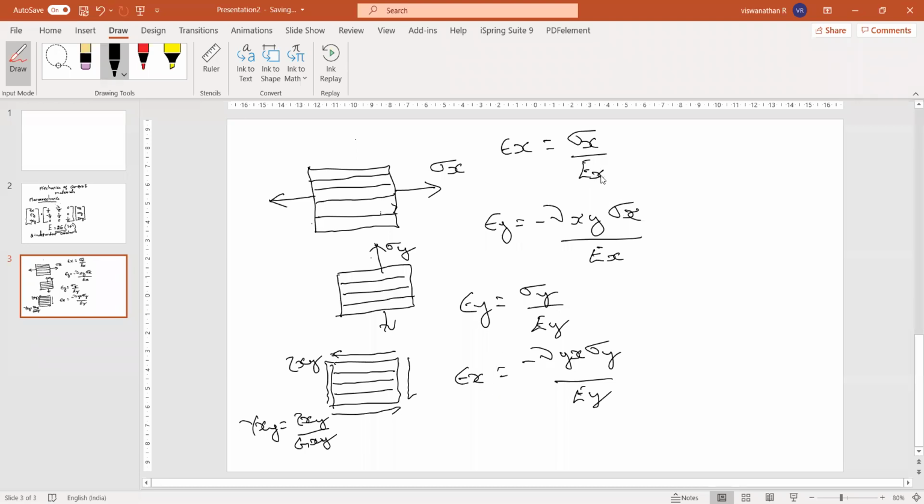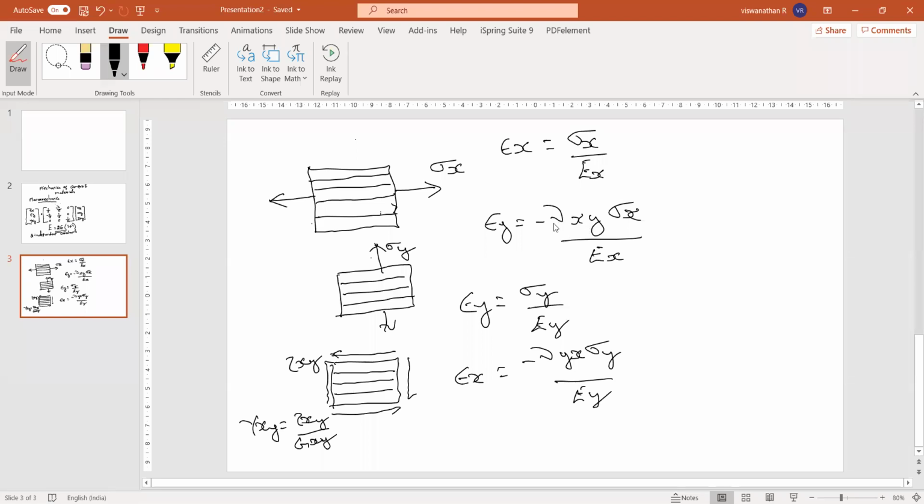Okay. I'm mentioning each time whether it is Ex or Ey. This has to be mentioned. If you simply put E, it will not make sense. You need to mention specifically whether it is Ex or Ey. You need to do this.